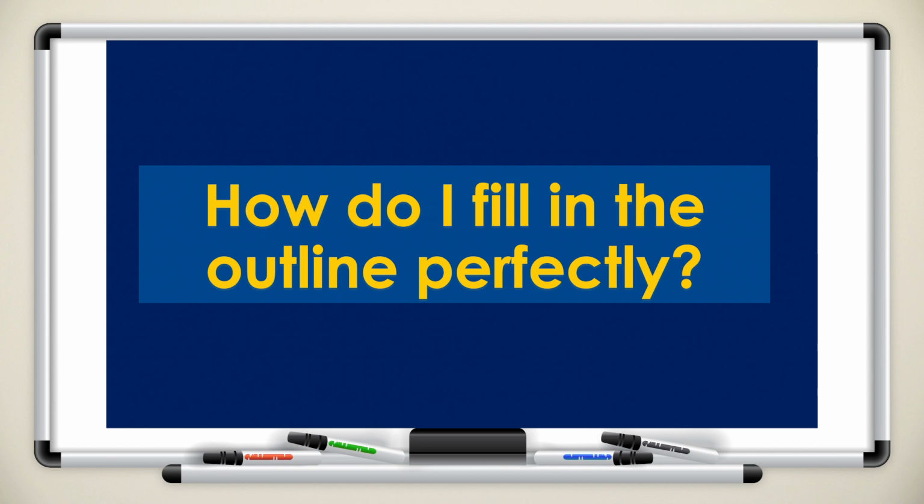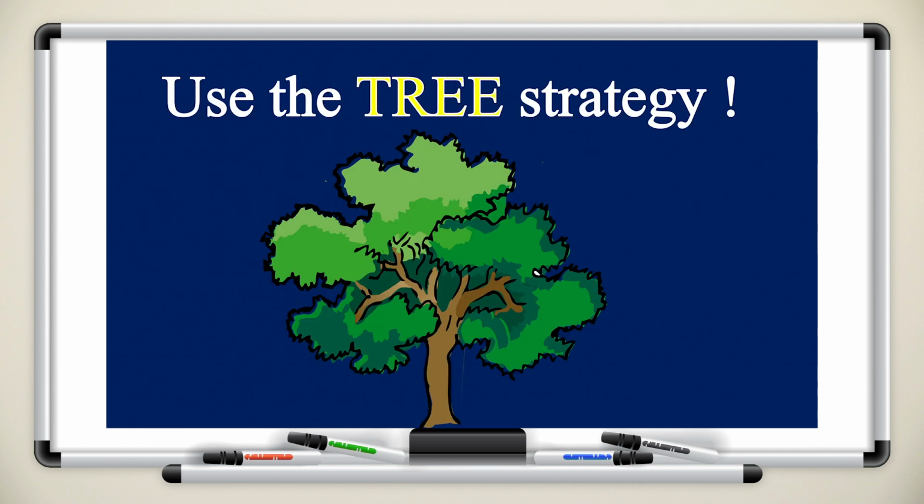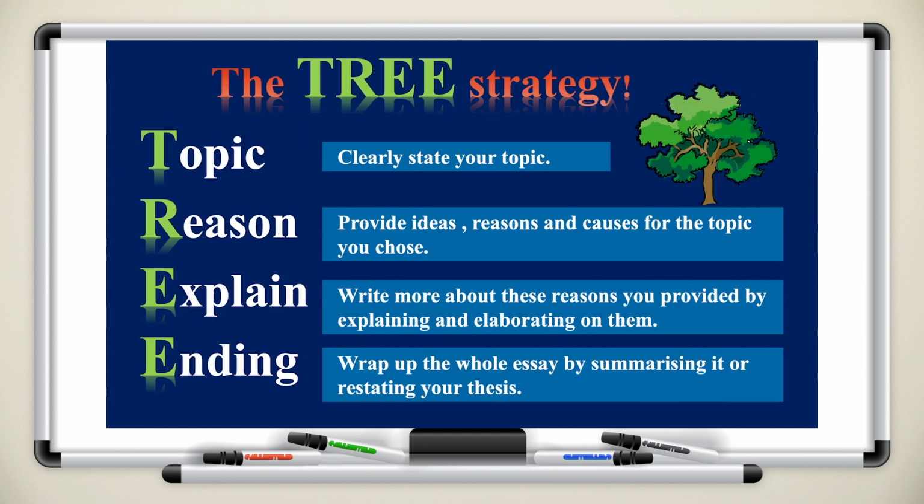Now you may ask, how do I fill in the outline perfectly? Let's take a look at this strategy. We call it the tree strategy. It's not really a tree, but we are going to use the letters of the tree. T is for topic. R is for reason. E is to explain. And E is for ending.